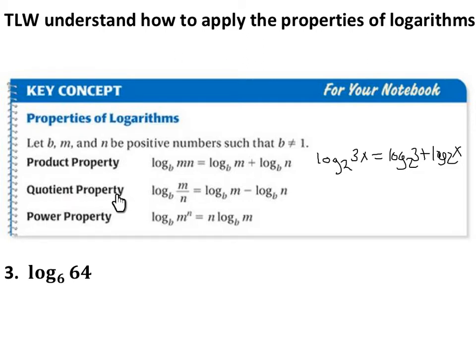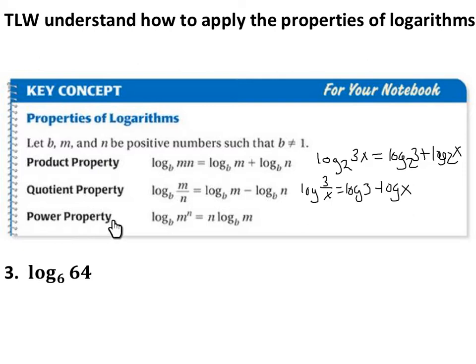Quotient property. Log base b of m divided by n equals log base b of m minus log base b of n. So if I had log of 3 divided by x, that's log base 10 of 3 minus log base 10 of x. Because remember, if there's no base there, it's 10.